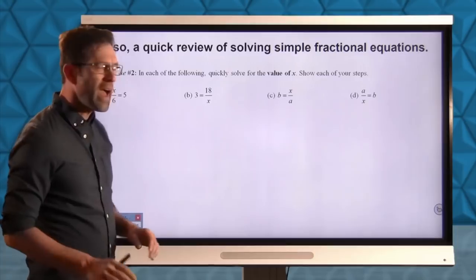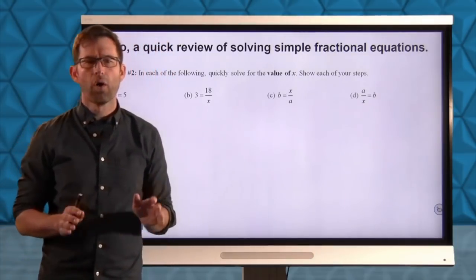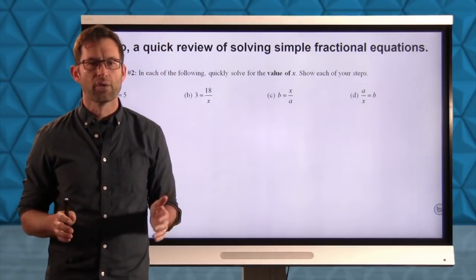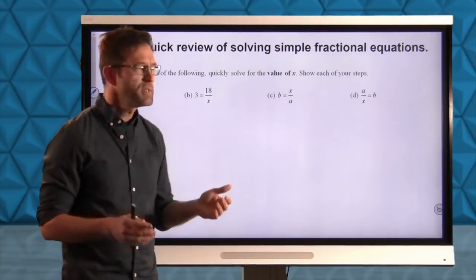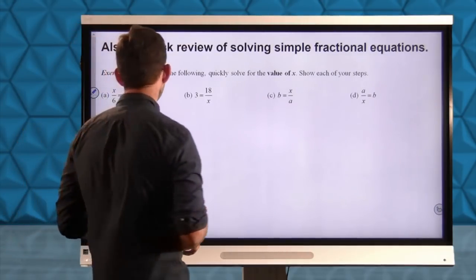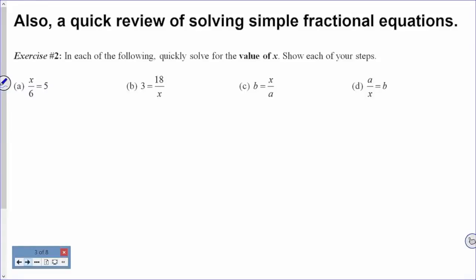Okay? The algebra that we need to solve for missing sides of right triangles is simple rational algebra. I mean, it's real easy. So let's take a look at exercise number 2. In each of the following, quickly solve for the value of x. Show each of your steps. All right? So in other words, I need to be able to solve this equation for x.